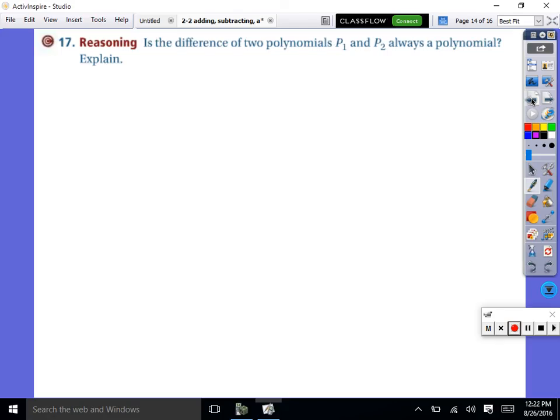So it says, is the difference of 2 polynomials, P1 and P2. We have a polynomial called P1 and another polynomial called P2. It says, is the difference, doesn't difference mean subtraction? Is the difference of 2 polynomials always a polynomial? Yes, if we are just combining like terms.